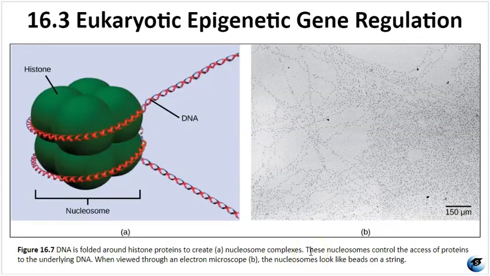Figure 16.7 is giving both an illustration and an electrograph of DNA wrapped around histone proteins to create nucleosome complexes. These nucleosomes control the access of proteins to the DNA, and as you can see here on the right, when viewed through an electron microscope, the nucleosomes look like little beads on a string.